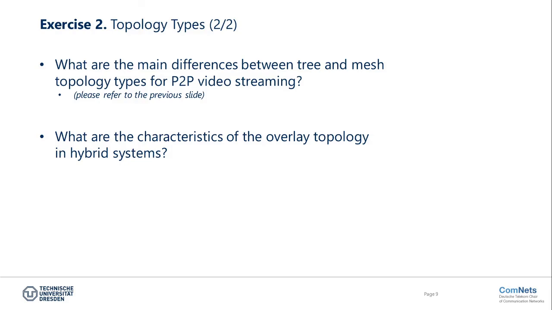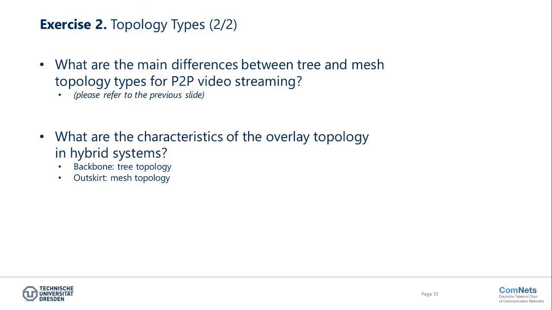If we recall the lectures a few weeks ago, a hybrid system consists of two types of overlay topology. It consists of both the tree topology and the mesh topology. The tree topology is used to construct the overlay in the backbone, while the mesh topology constructs the overlay in the outskirts.